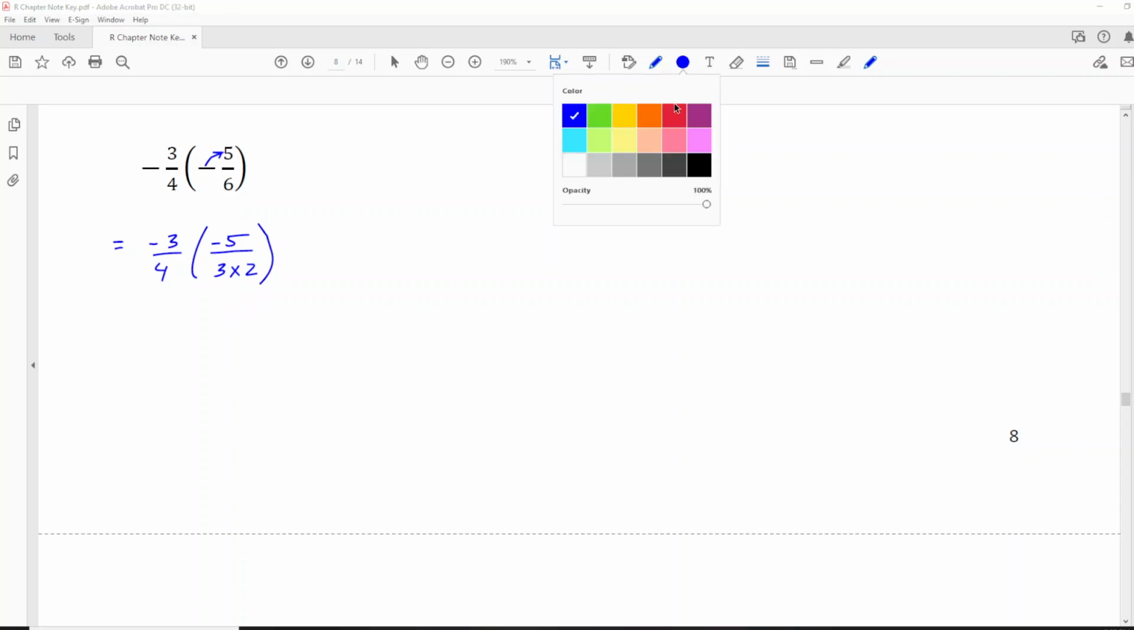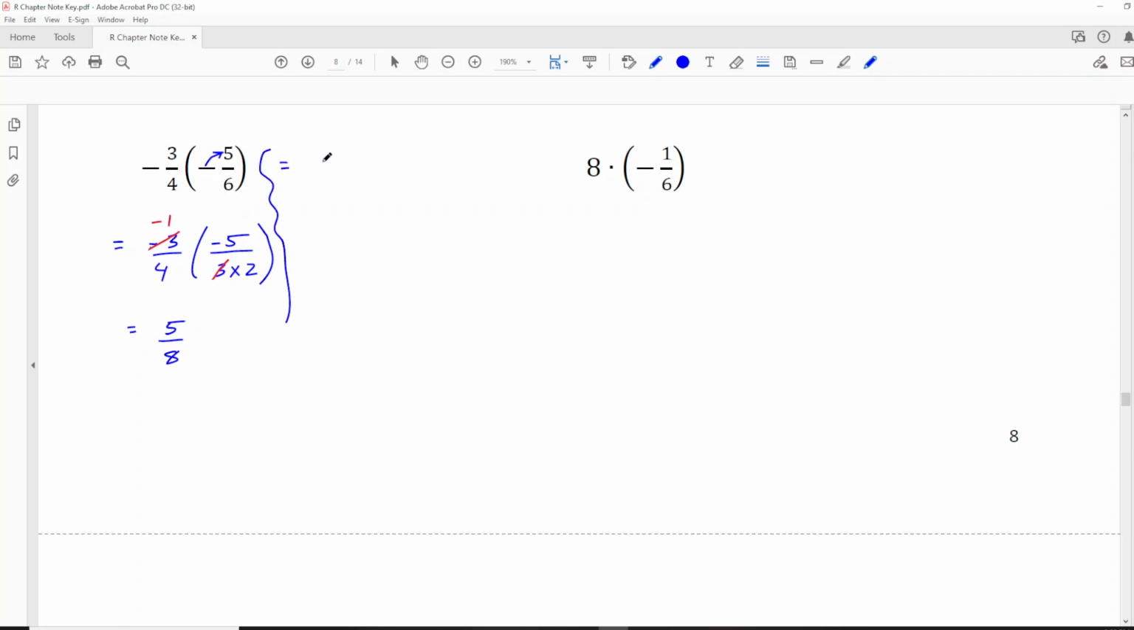So I could look at this and I could go negative 3 divided by 3. I'm going to keep it as a negative 1, right? Not a 1 this time. And then I would get negative 1 times negative 5 is positive 5, and 4 times 2 is 8. Which again, if I had multiplied across, I would have got negative 3 times negative 5 is positive 15, over 4 times 6 is 24, and then I would have looked for a common factor of 3. So 3 times 5 over 3 times 8, which is going to leave me with 5/8. I do not care how you do it.